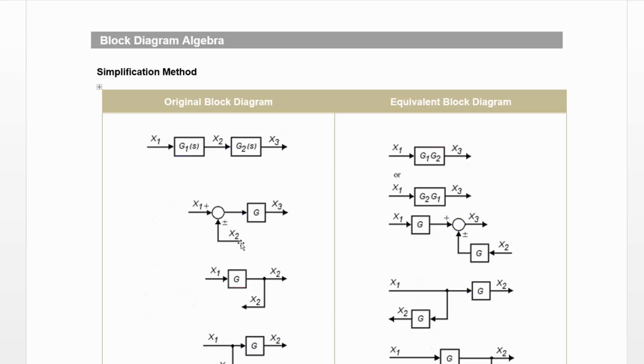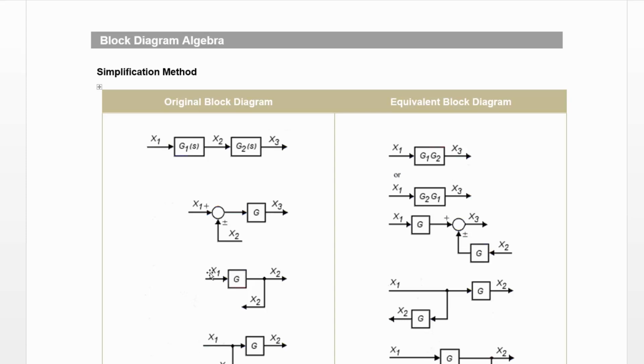Here we've got a sum of X1 and X2, and we're taking it into G. All we have to do is take a G and move it over here and put a G down here, and it does the same thing. So this would be X1 times G plus X2 times G.